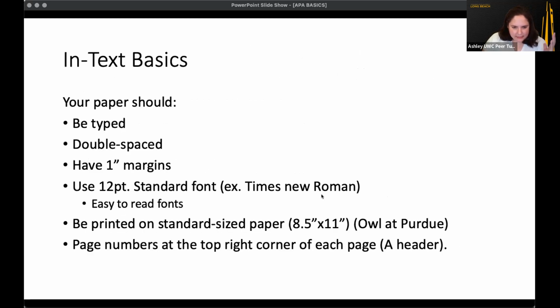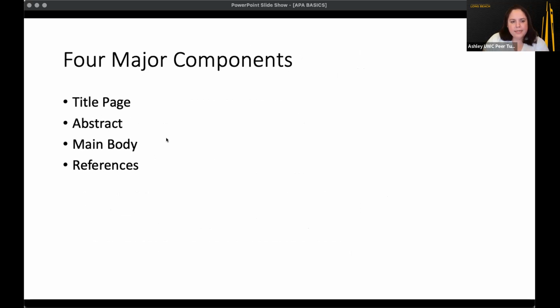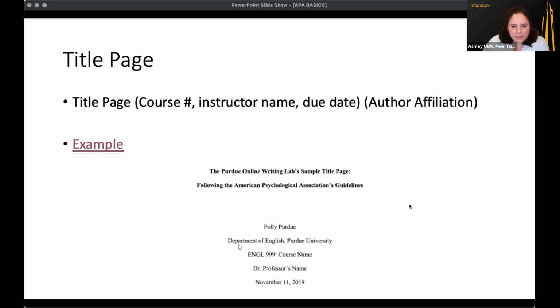Okay, in-text basics. I think we covered this pretty much. We'll go into the 4 major components: the title page, abstract, main body, and references. So the title page should look something like this. This is a student title page. This is the title of your paper, your name, the department that you're in, your university, Cal State Long Beach, the class that you're in, your professor's name, and the due date.